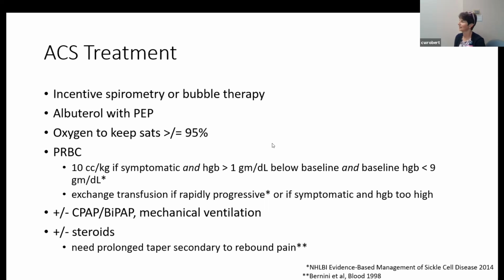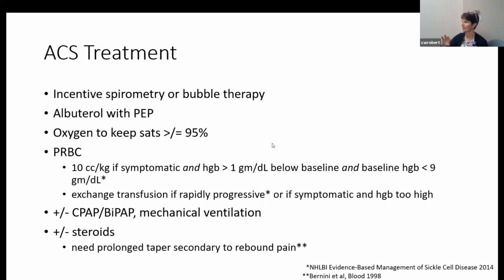And this is also per the last NIH guidelines: if their baseline hemoglobin is less than 9, which implies that it's probably the more severe SS or sickle beta 0 thalassemia type, and their hemoglobin is a gram below baseline and they're symptomatic, give them some blood. The reason for all those caveats is that if you give 10 cc's per kilo of blood, it's going to raise your hemoglobin by 2 or 3 grams per deciliter.